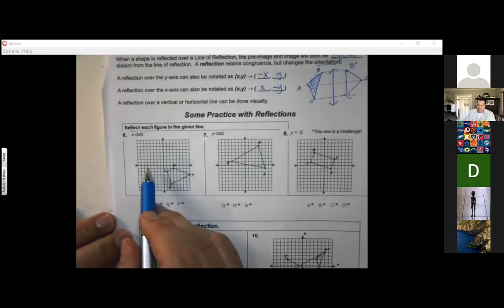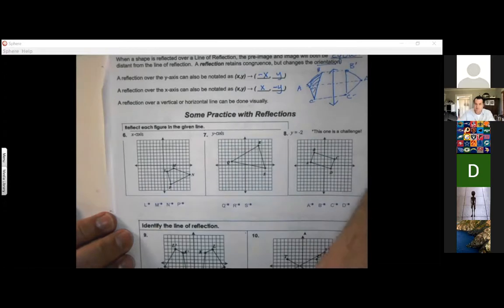So we start with the x-axis. We're trying to reflect this. Zoom in a little bit here.